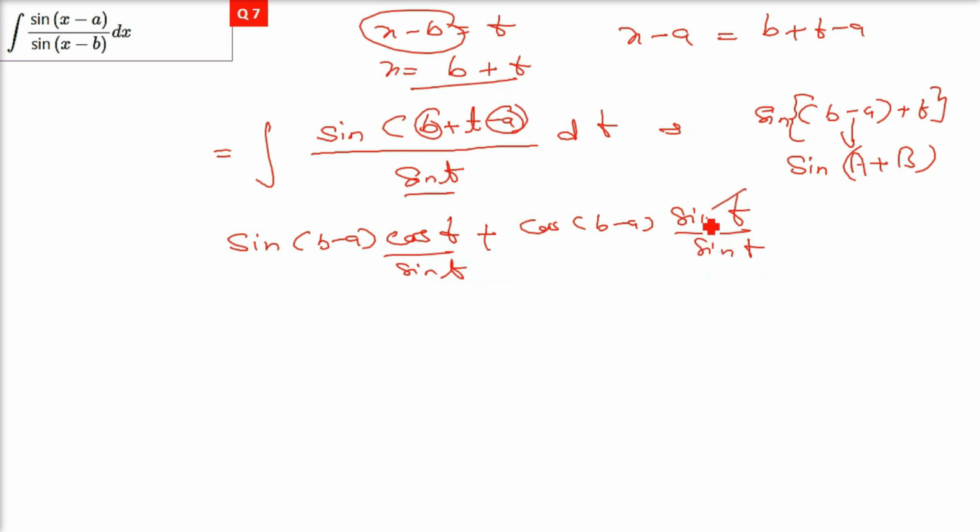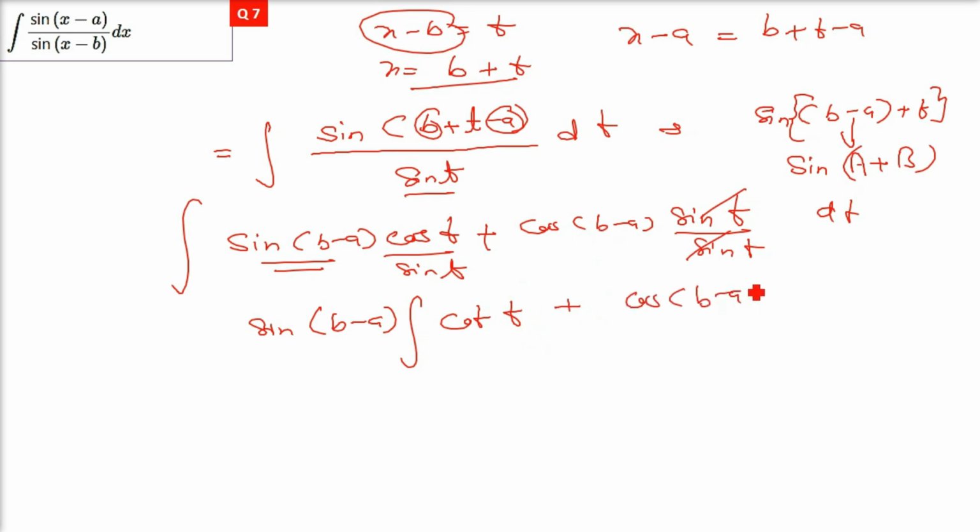So what do you get here? This gets cancelled. Please remember sin(b minus a) and cos(b minus a) are constants. They don't have any variable, neither t nor x. So sin(b minus a) can be taken outside. Cos t by sin t is cot t. Integration will only happen for cot t. How about cos(b minus a)? It is again a constant because b minus a has no t, no x. And integration of dt is t, just as for dx we generally get x.